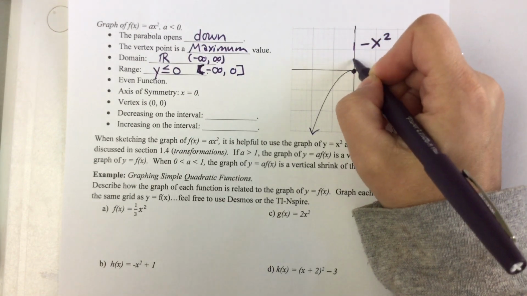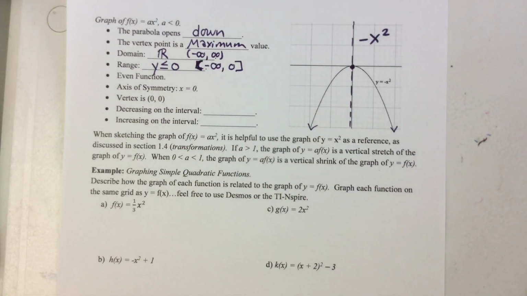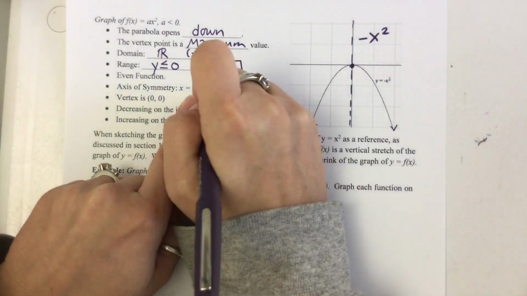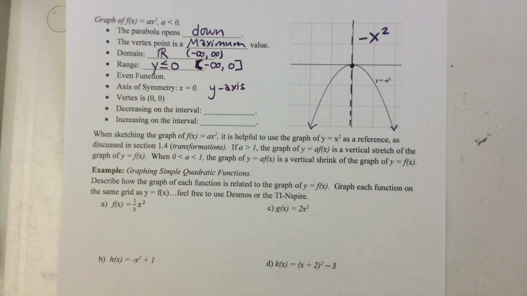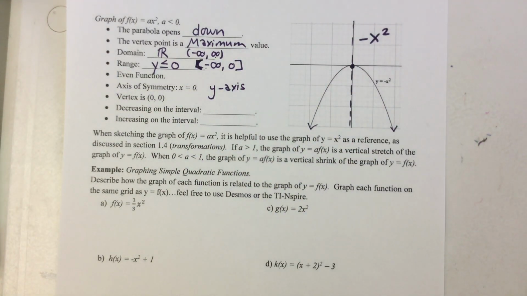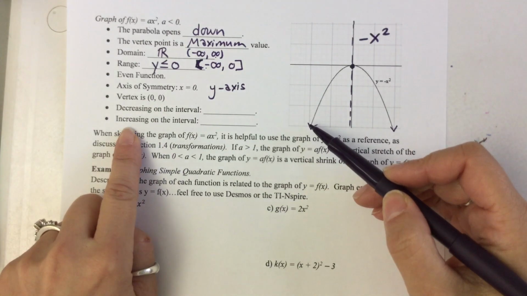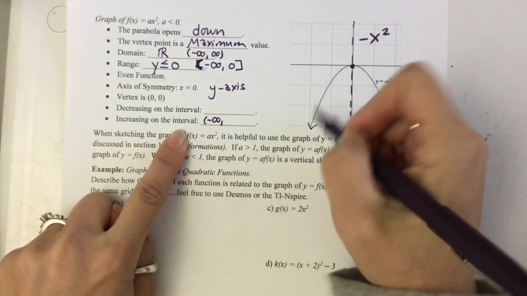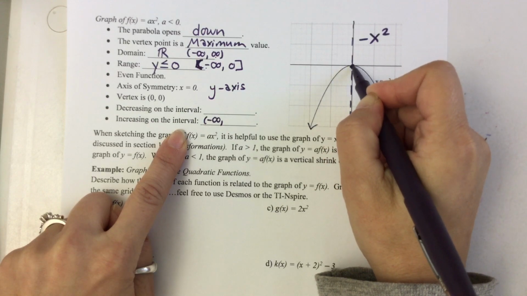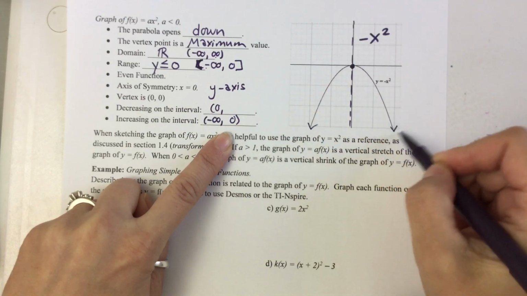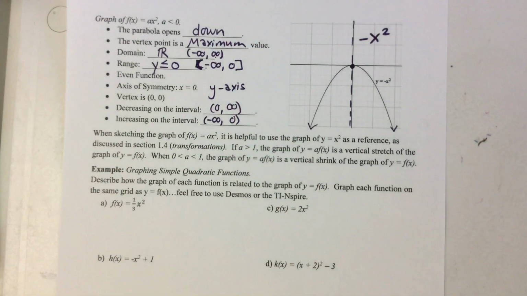Again, this is an even function. Remember, even functions, you can flip them over the y-axis. Your axis of symmetry, again, is the line y equals 0, which is the same thing as the y-axis. Our vertex is at the origin. Now decreasing, remember you're going left to right. So here this is increasing. Well, I can go ahead and say increasing from negative infinity. It's going up, up, up, up till it hits this point. At this point, your x value is 0. Now starting at 0, going down, down, down, it's going to decrease all the way forever and ever.